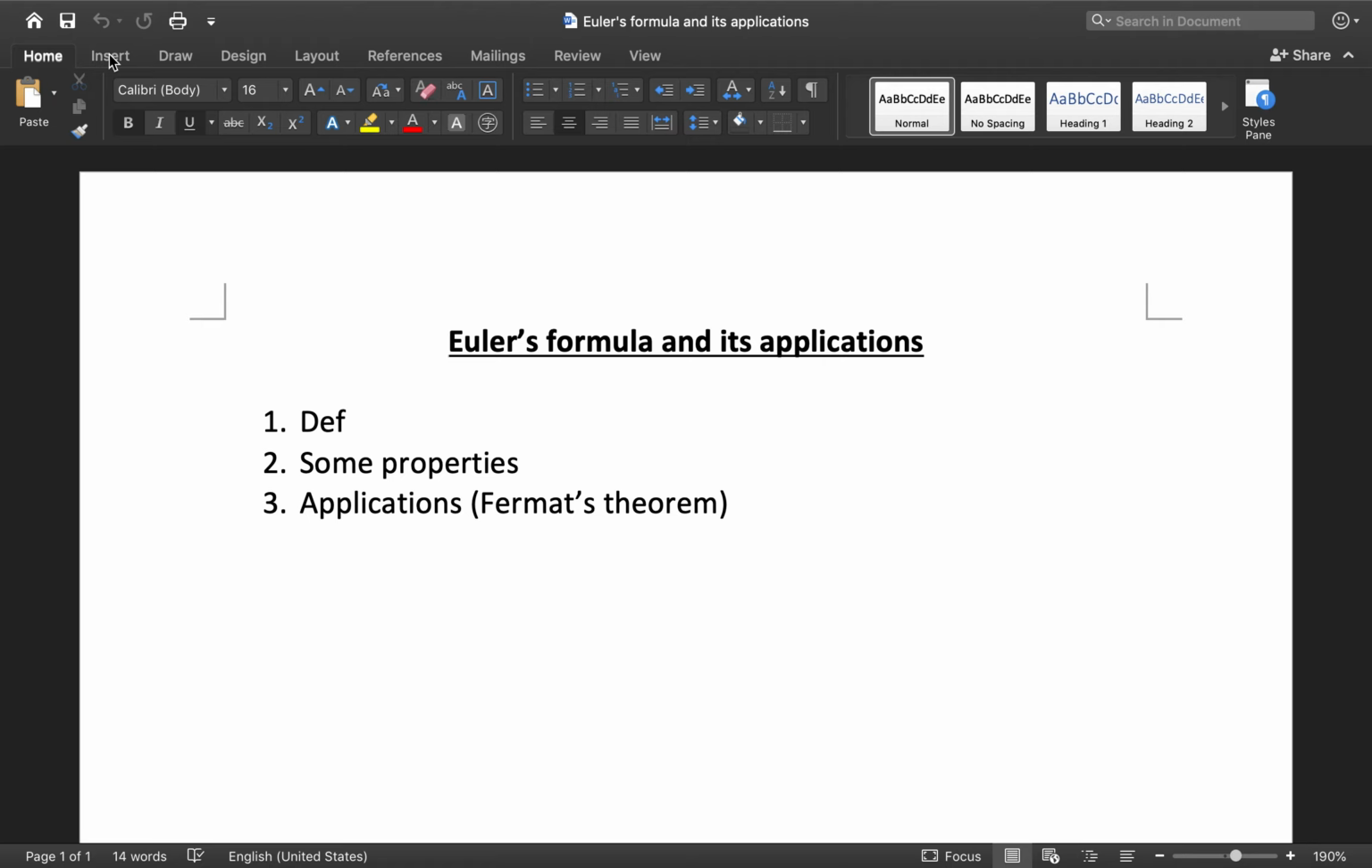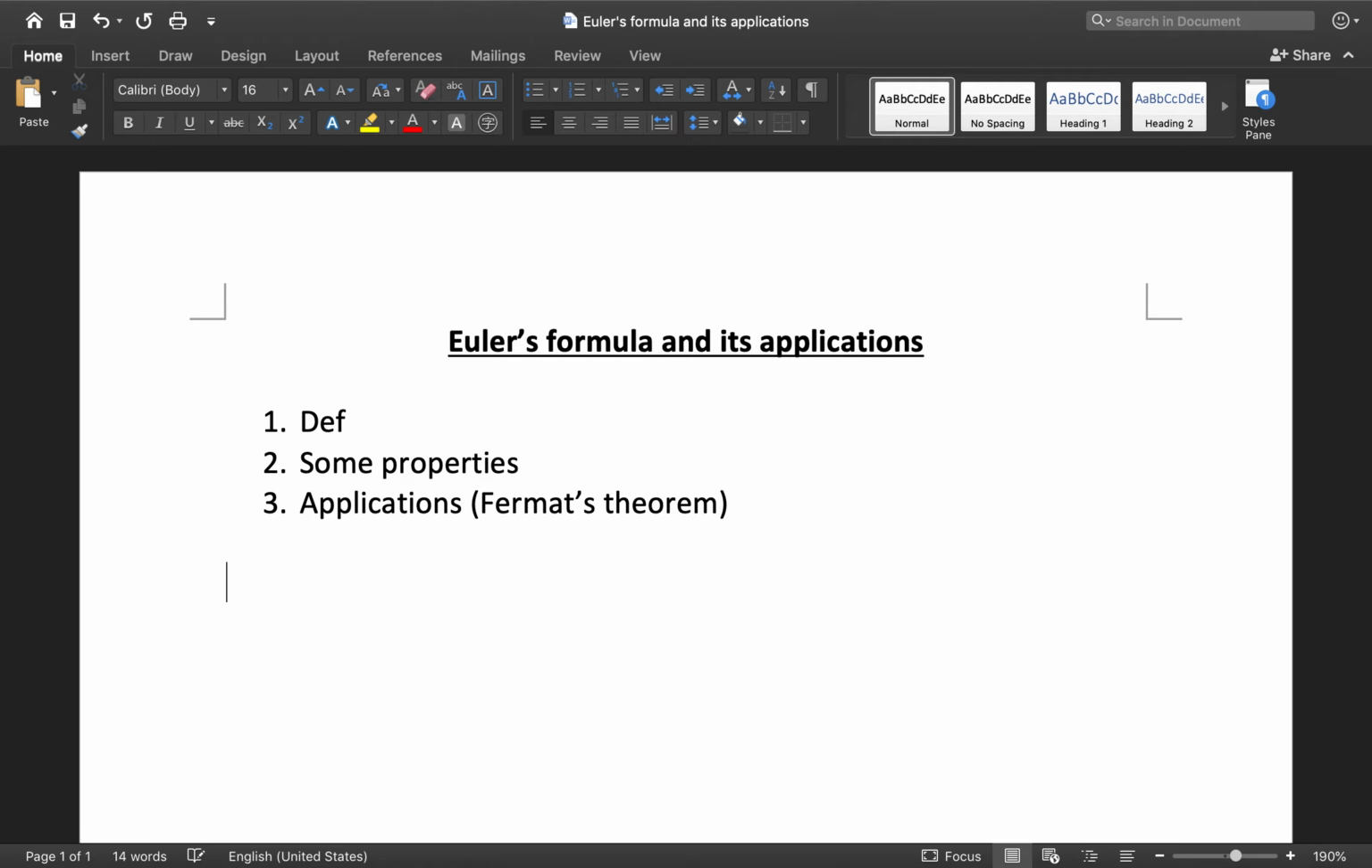And for the second topic, I will talk about some properties of Euler's formula, and of course those properties are important because we may use them to compute Euler's formula. And for the last topic, I will talk about some applications. Why do we have to learn Euler's formula, and how can we apply it to other problems? So that's the purpose of this video.